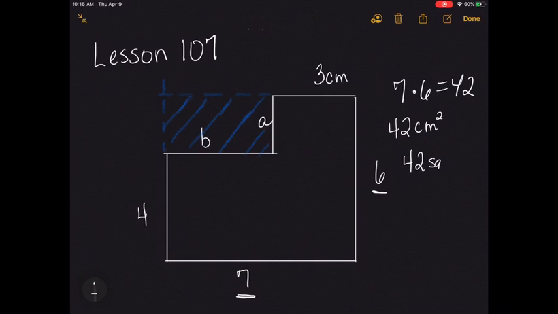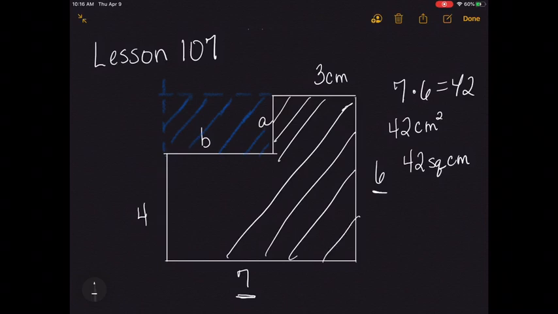Another way to write this is like so, SQCM. They mean the same thing. It just means that there's 42 1 centimeter squares within that shape. And so what we can do now is subtract off that blue area, and that will give us the area of this shape right here.